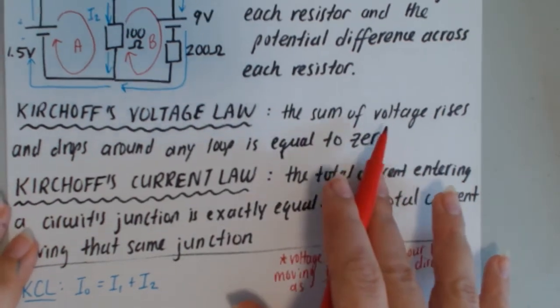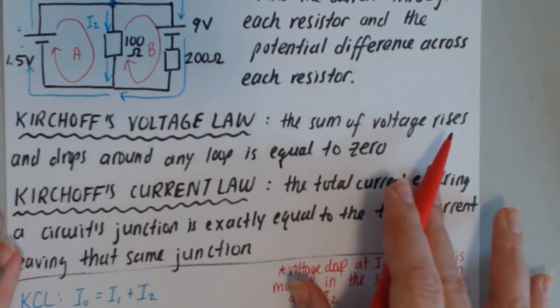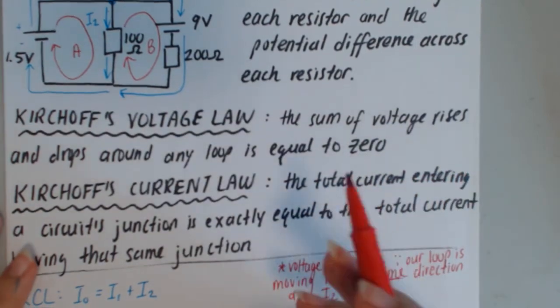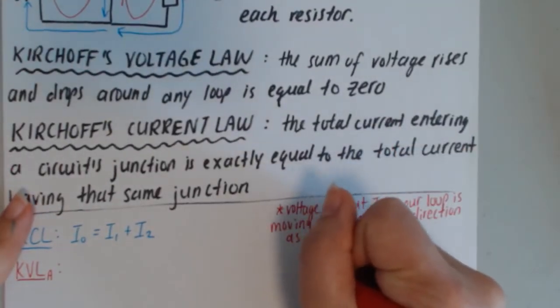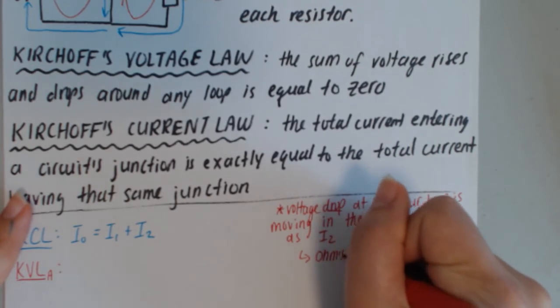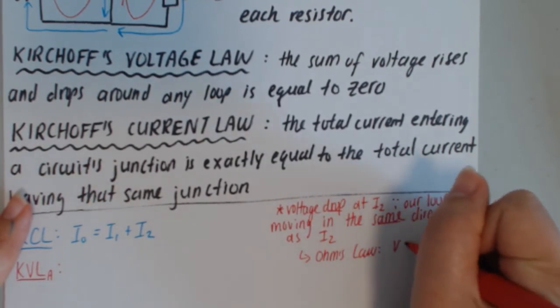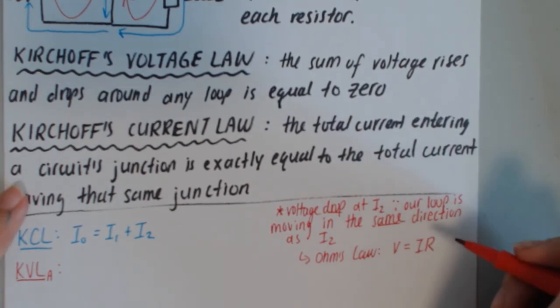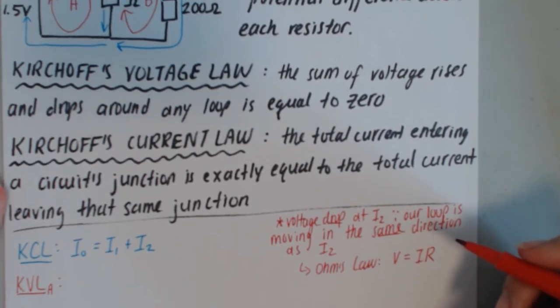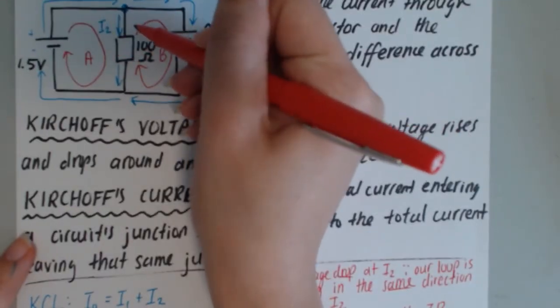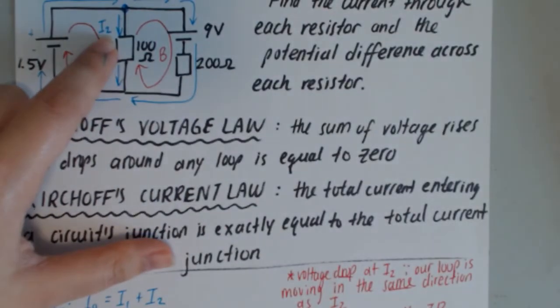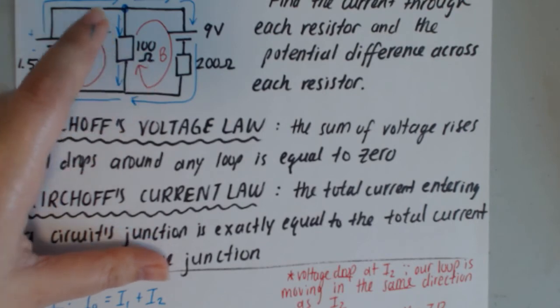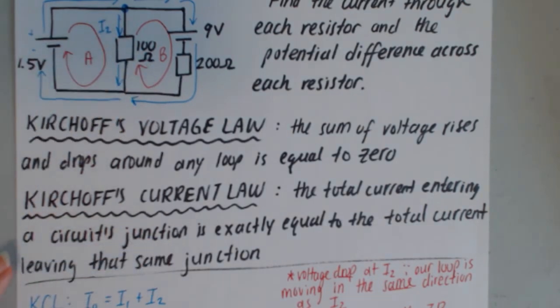Kirchhoff's voltage law says the sum of the voltage rises and drops is equal to 0, so we want to make an expression for the voltages. Ohm's law tells us that we can make an expression for voltage by taking the product of current and resistance. That's what I want to do. I have here initially a voltage drop, and that voltage drop is equal to I times R, so I2 times 100 ohms.